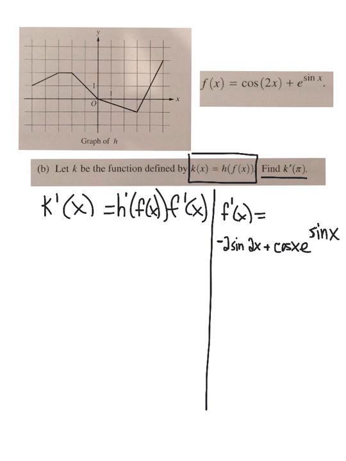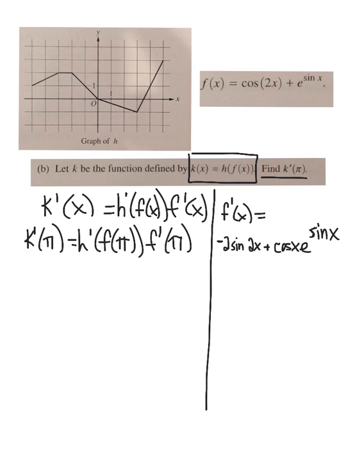All right, so now what we're going to do is plug in pi. Remember that that's 180. So h prime of f of pi, and then we're going to multiply that by f prime of pi. All right, so let's look up here at the top. We know that we have f of x, so we can find f of pi. So we're going to take the cosine of 2 pi, and we're going to add to that e to the sine of pi.